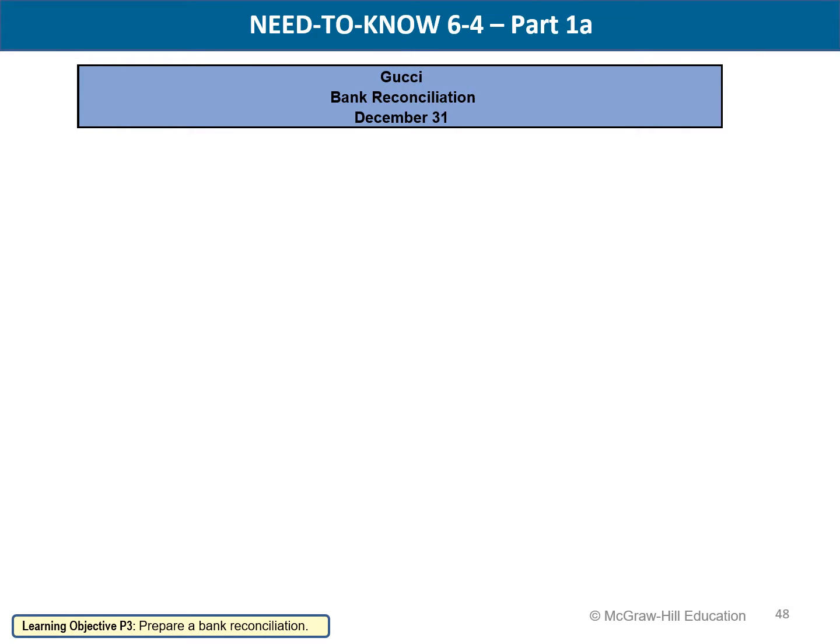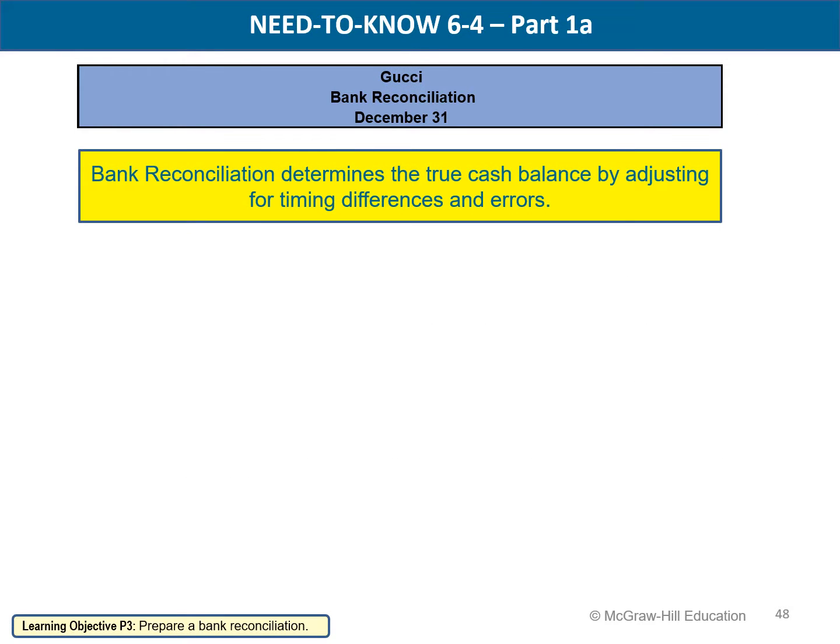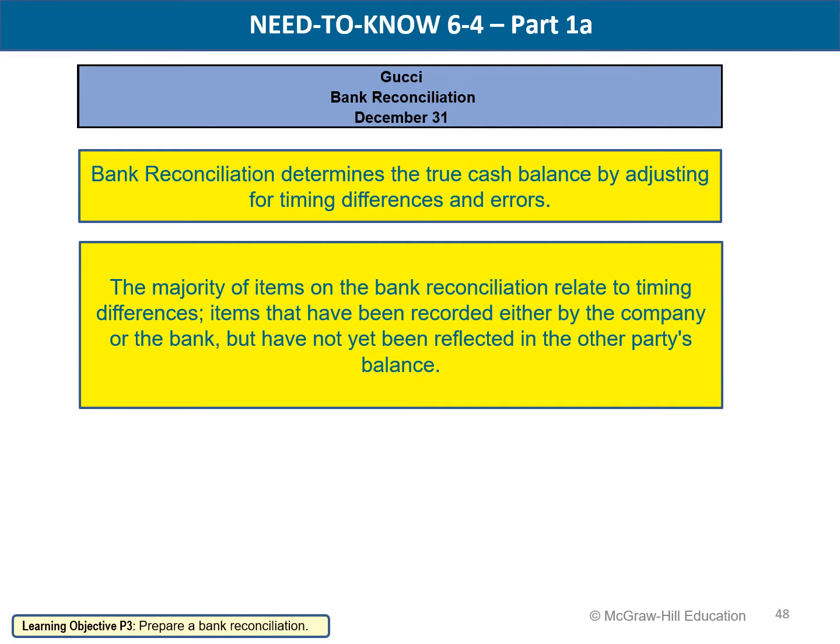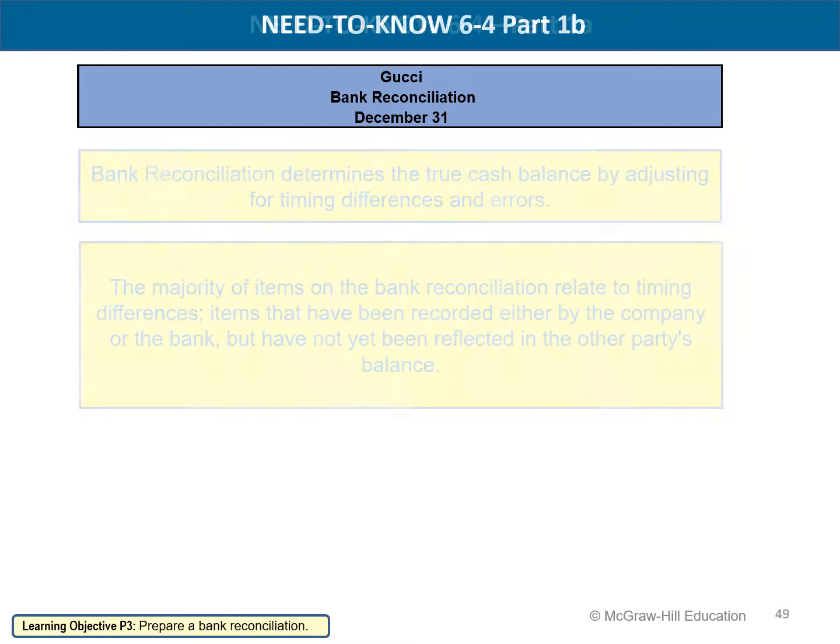So let's go through this bank reconciliation. So the bank reconciliation determines the true cash balance by adjusting for timing differences and errors. Majority of the items on the bank reconciliation relate to timing differences. The items have either been recorded by the company or the bank, but have not yet been reflected in the other party's balance, right?